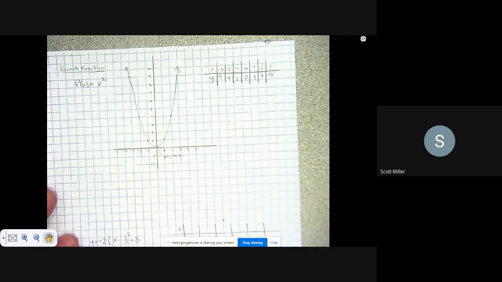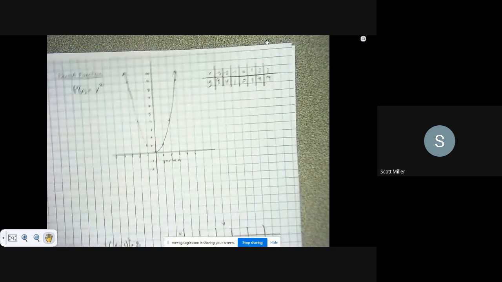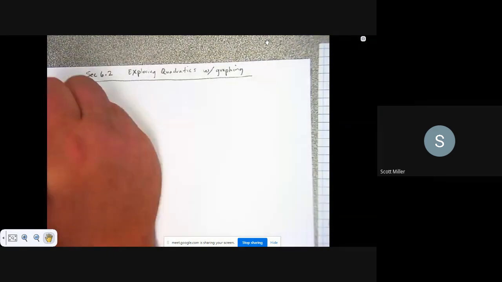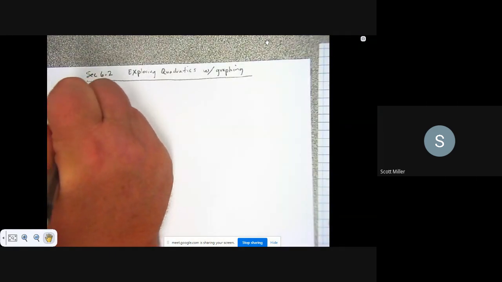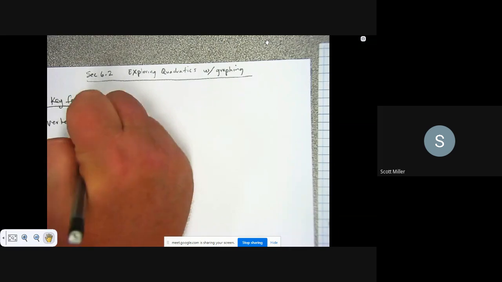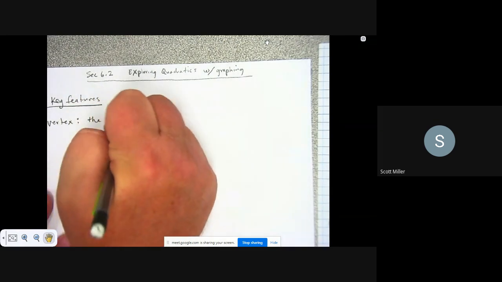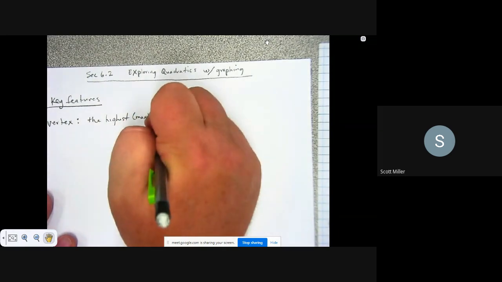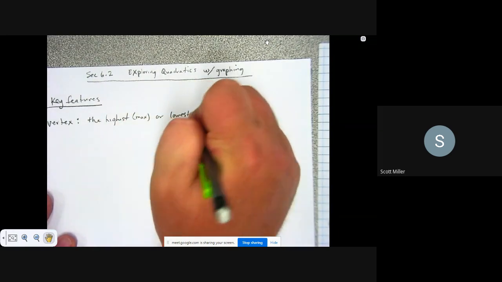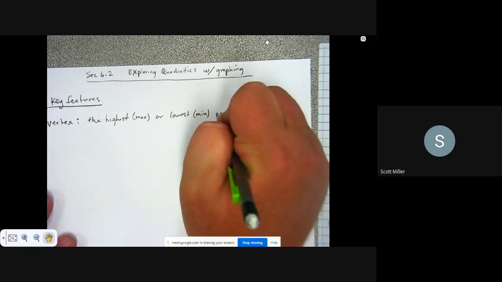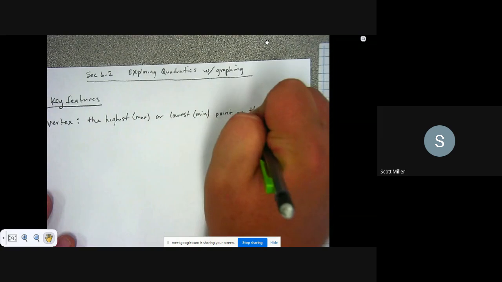Let's write down some things about it, the key features that we're going to be using. I'm going to move this paper out of the way, and I'll keep referencing it. So what are the key features that we have for quadratics? Well, it has a vertex. This vertex is the highest, which we sometimes call the max, or lowest, the minimum. It's the highest or lowest point on the curve.